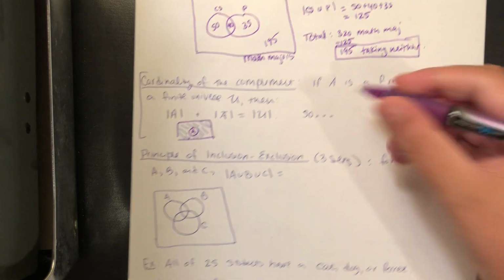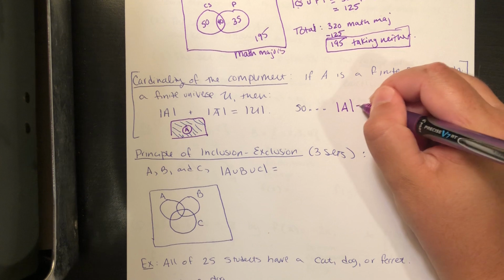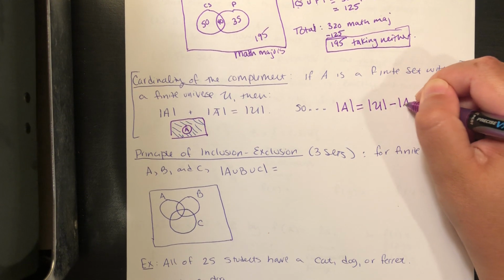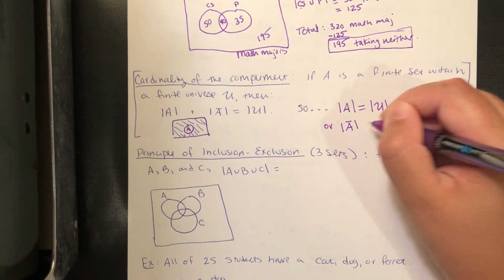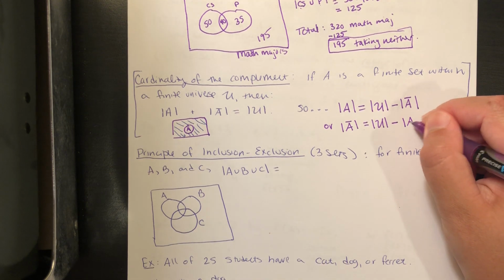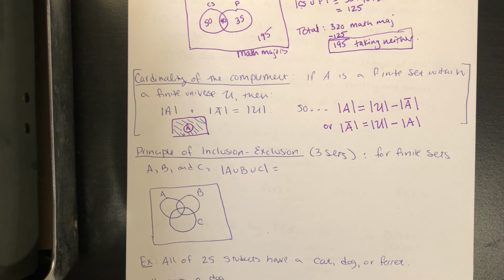And so another way of writing that is just to say if you wanted to find the cardinality of A, sometimes it's easier to find the cardinality of the whole universe and then subtract the cardinality of the complement. Or alternately, if you wanted to know the cardinality of the complement, take the cardinality of the universe and subtract the cardinality of A. If you have this information, sometimes this is easier to use.